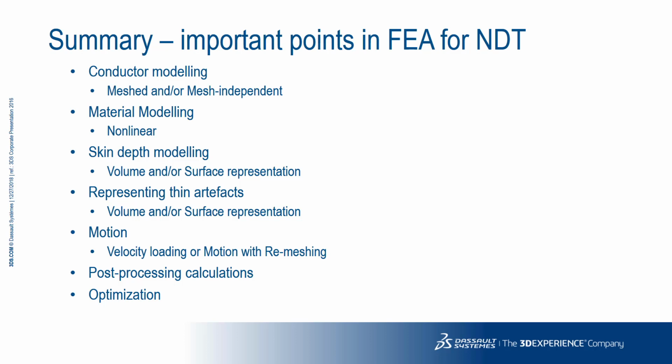Mesh-independent coils allow for easier definition of problems where the coil is moved to different positions, but you want to retain the same analysis mesh. For ease of modeling and accuracy, you'll need layering in solid meshes, or the option to use surface representations of both skin depth and or flaws. Relative motion needs special formulations to avoid convergence issues and deliver the accuracy you need with or without remeshing.